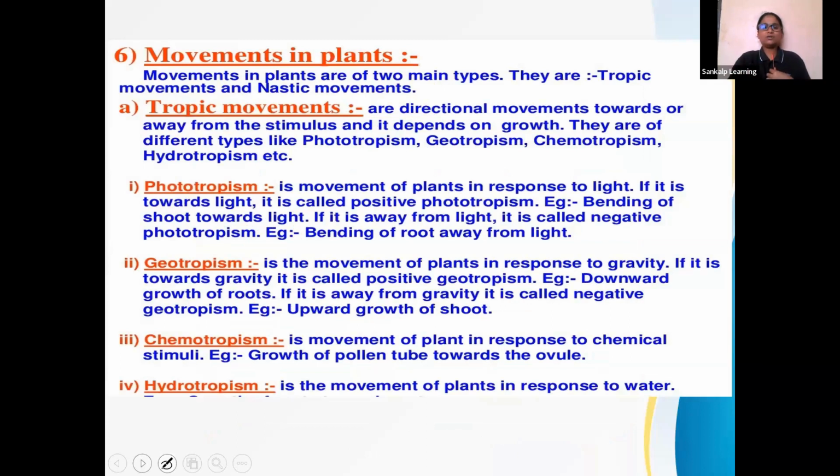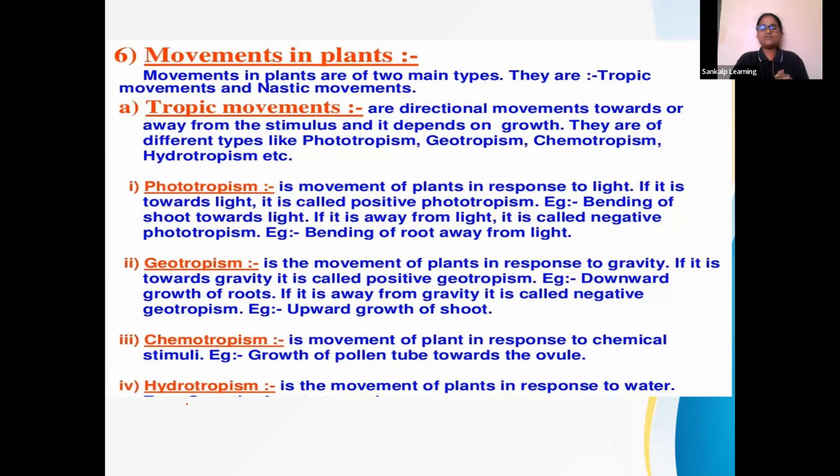First, we have tropic movements. What do you mean by tropic movements? Directional movements towards or away from the stimulus, depending on growth. Let us take light. Plants will always grow towards the light. You have observed, I guess, in tall buildings, if a coconut tree is there, wherever the light comes from, the coconut tree will bend in that direction. So the directional movement towards the stimulus, here light, or away from the stimulus, is called tropic movement.